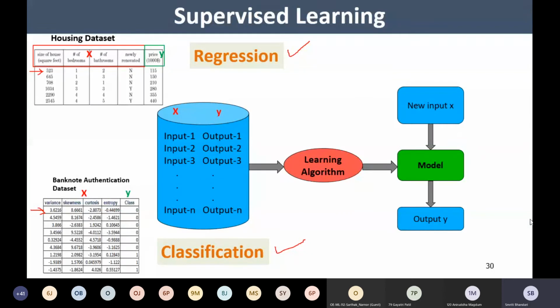May I ask Rutuja Patil, roll number 76. Rutuja, are you there? Rutuja Patil? Yes, ma'am. So, can you give me one application for classification? Just think of it. Anybody else?